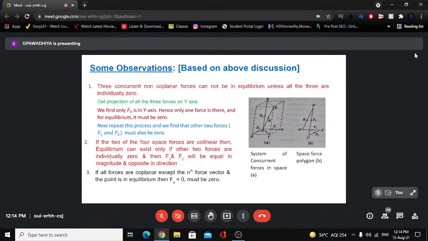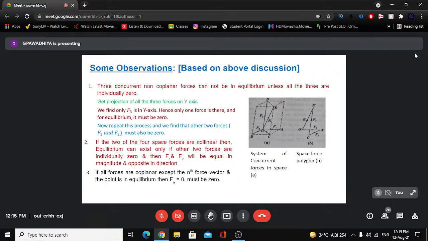So if these F1, F2, F3 are not 0, it's a trivial condition. It's of no use. No force is acting there. So if forces are acting in this manner, that one is along x, another is along y, third is along z, then the point of application will never be in equilibrium. That is one observation.